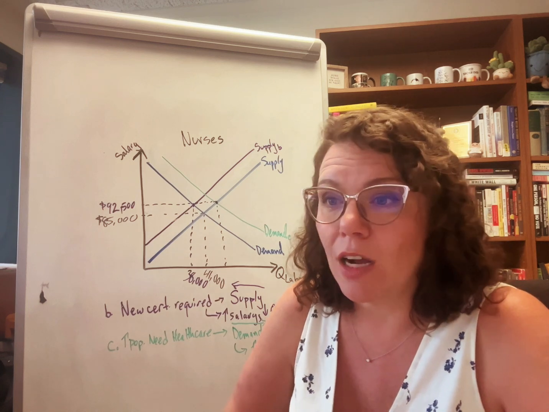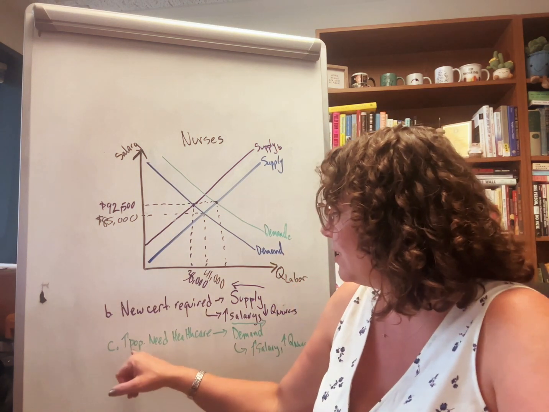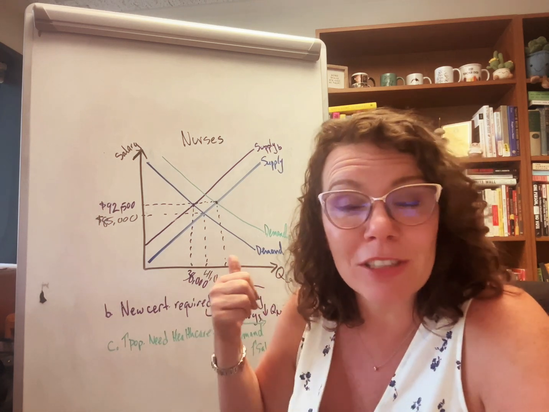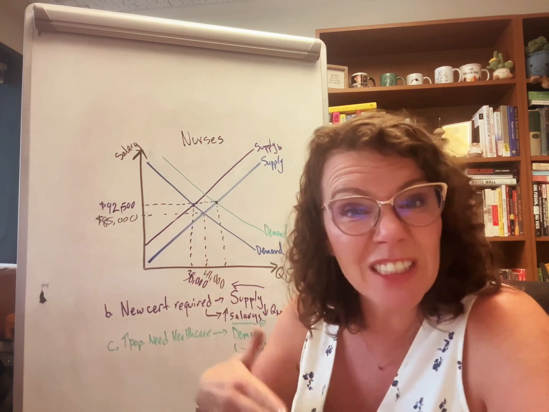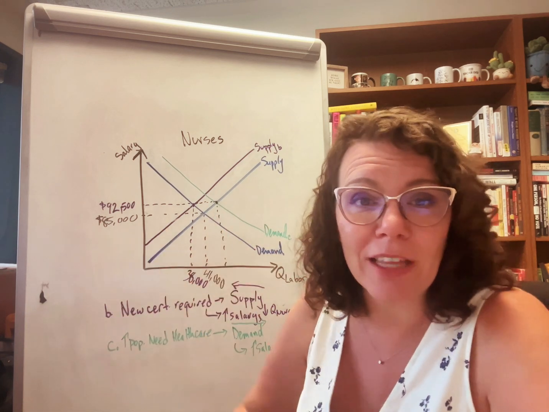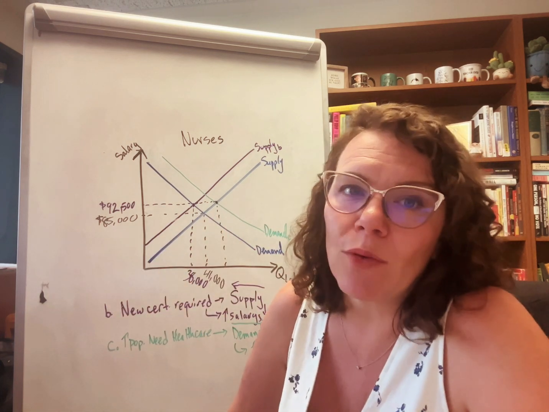We could also talk about Part C if we had changed it and said, hey, we have baby boomers aging. That might change labor supply if we have a lot of nurses retiring as they age out. And that would be a decrease in the supply of labor too. So there's a lot of ways to play around with this.